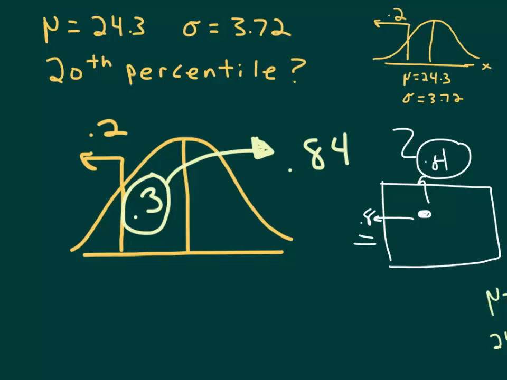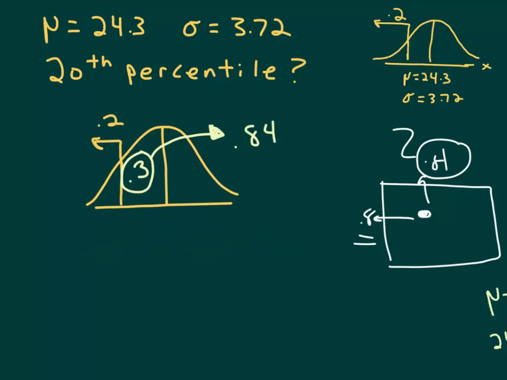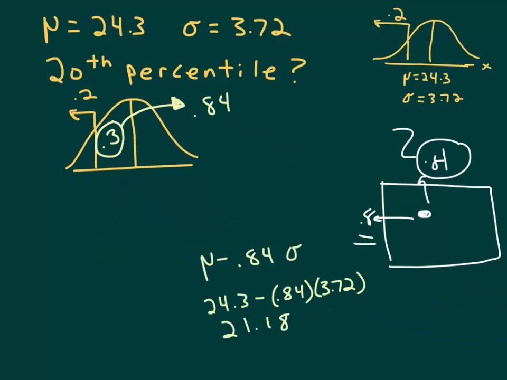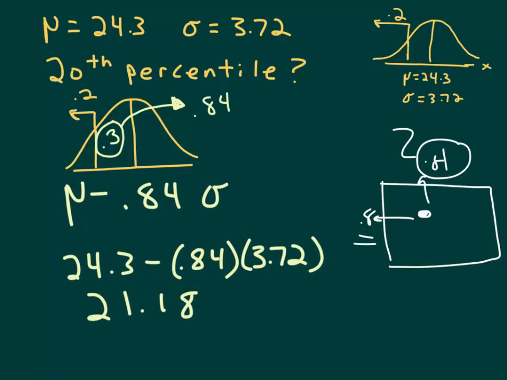In fact, you could put a minus there. That's not usually how I do it. If you just solve the formula outright, that's what you would need to do. But I prefer just to draw that and realize that that point is the mean minus 0.84 standard deviations. And just doing a little math here, you get 21.18.